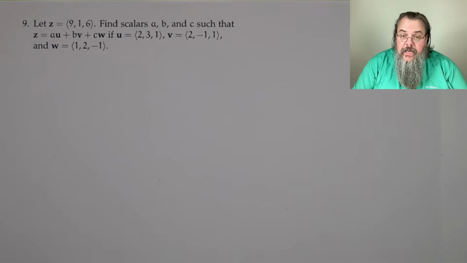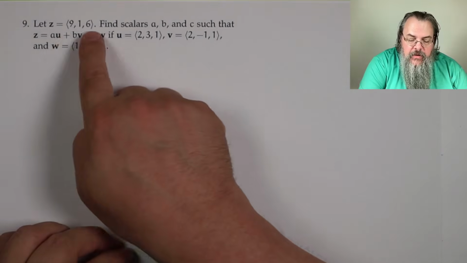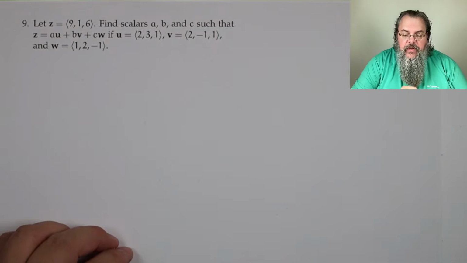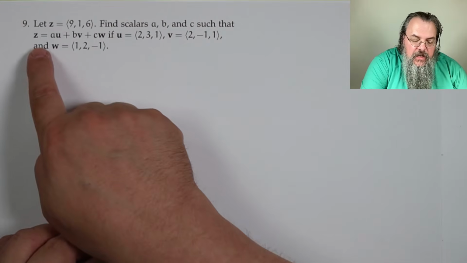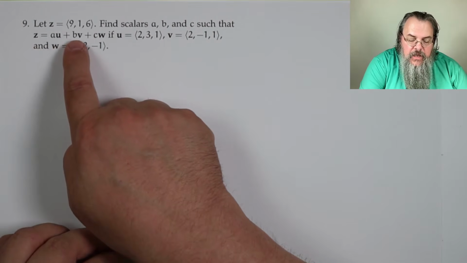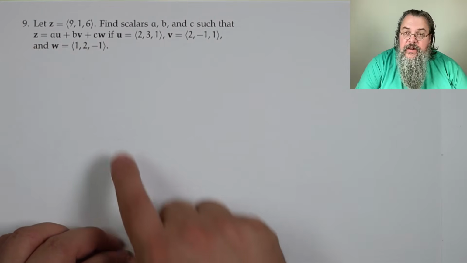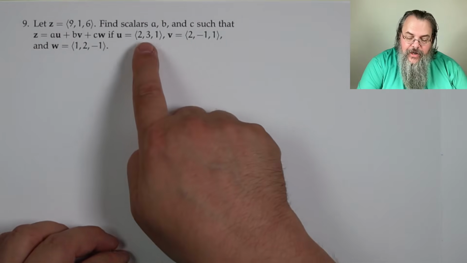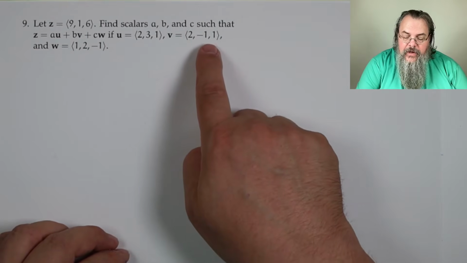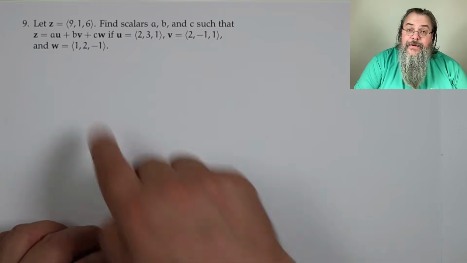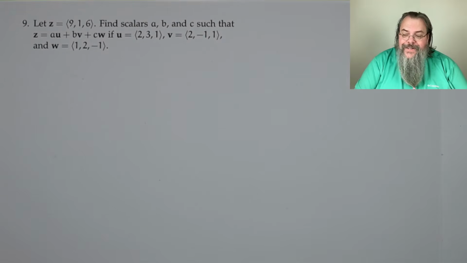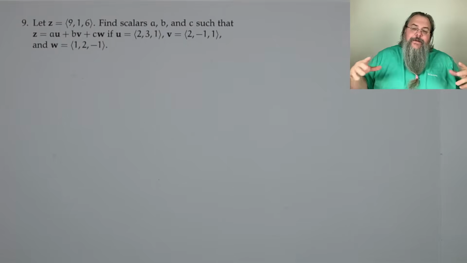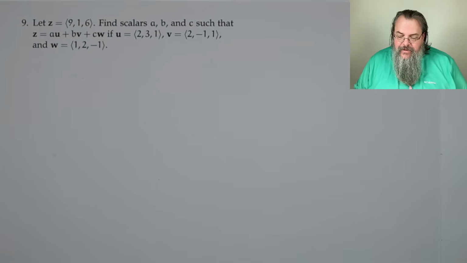Let z equal the vector, because we see these angled brackets, 9, 1, 6. Find scalars a, b, and c such that z is a times u, b times v, and c times w all added together, if u is the vector 2, 3, 1, v is the vector 2, minus 1, 1, and w is the vector 1, 2, minus 1. What? Okay, so we're after a, b, and c. So we're solving for a, b, and c.